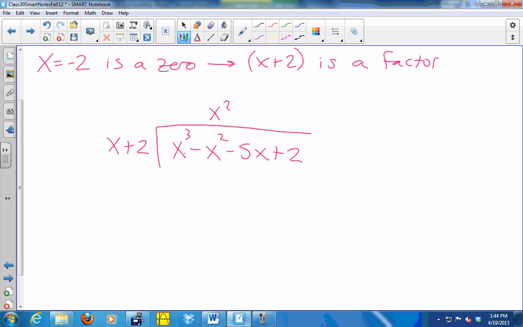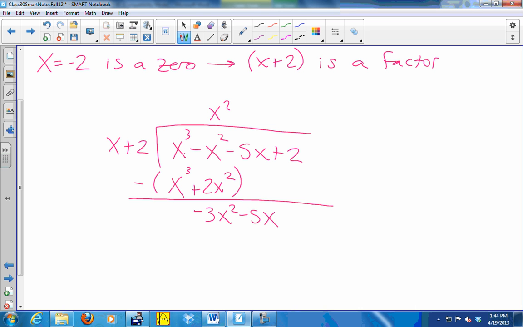Okay, now x squared times x gives me x cubed, and x squared times 2 gives me 2x squared, and I subtract. X cubed minus x cubed is 0. Negative x squared minus 2x squared is negative 3x squared. Bring down the negative 5x.